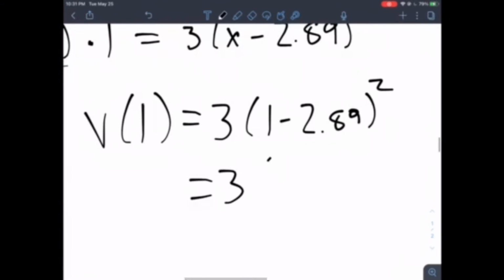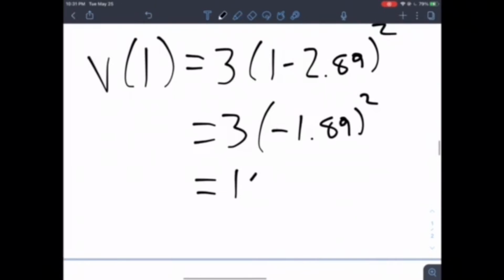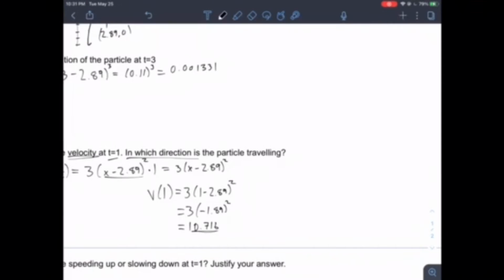So, 3 times negative 1.89. That's just quick math for you. I'm very smart. And we're going to use our calculator now. 3 times negative 1.89 squared, and that is going to get us around 10.7.